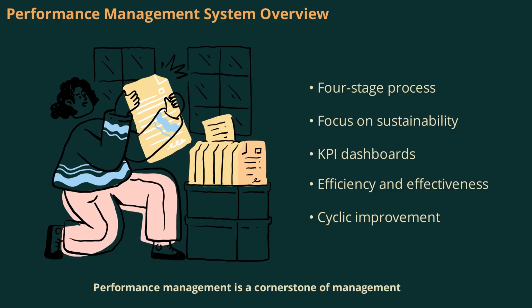Performance management is a cornerstone of management accounting for both profit and non-profit entities. It's a structured process that guides organizations towards sustainability. The system typically involves 4 stages: establishing the right organizational structure, delegating control and identifying responsibility centers, setting performance measures and targets, and finally, reviewing performance using tools like KPI dashboards. For nonprofits, the focus shifts to value for money (the 3 Es).